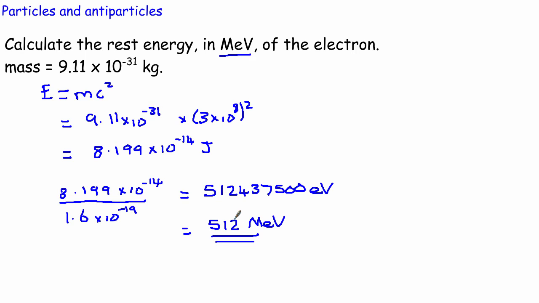There we go. So if I was to convert all of the mass of an electron into energy, then I'd be able to get out 8.199 times 10 to the minus 14 joules, which is equivalent to 512 MeV. So that's the end of the units. What we really want to do is we want to talk about these particles and antiparticles.